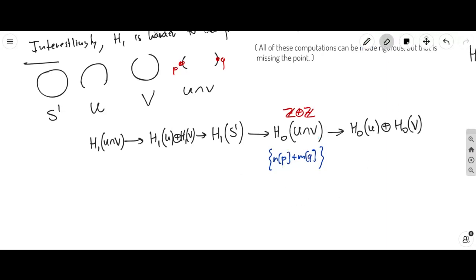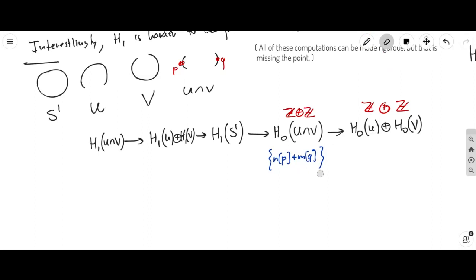And here, P and Q are going to be different. These are non-homologous to each other, so these are different classes. That's why you have it over here. But something interesting happens in this one. So this group, H0 of U, only has one component, so this is going to be Z plus Z. This one is also a single component.